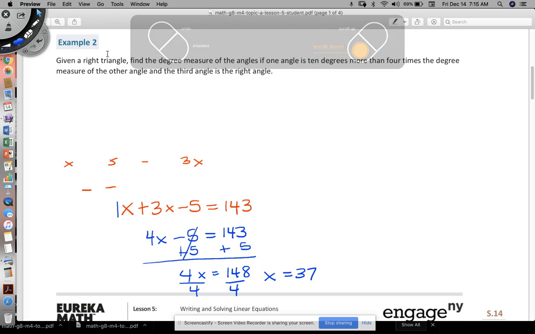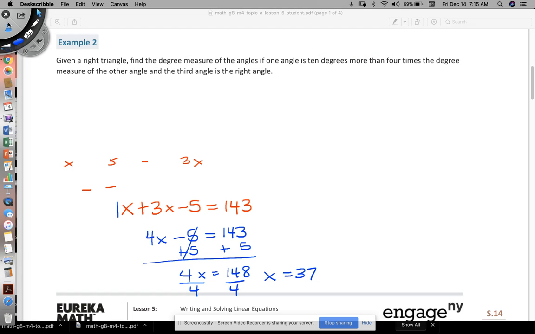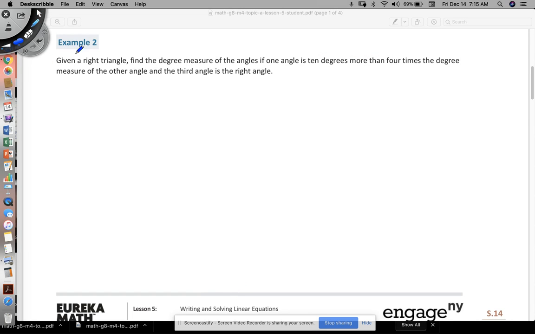All right, example 2. Clear that. Given a right angle, okay, if you remember, right angles are 90 degrees. Find the degree measure of the angle that is 10 degrees more than 4 times that degree to give you the measure of the third angle in that same right triangle. Okay, so we got a couple things here to put together.